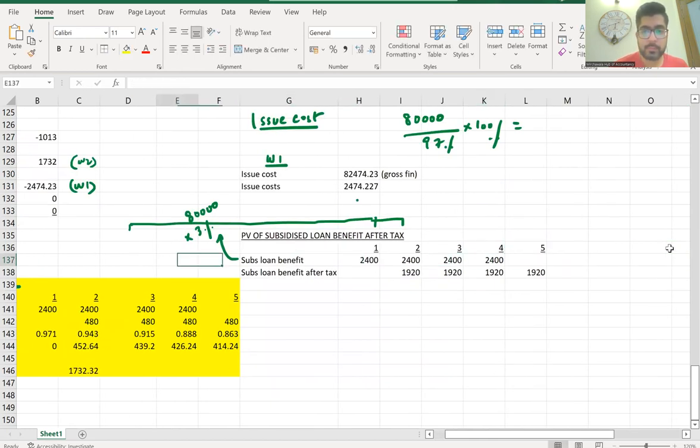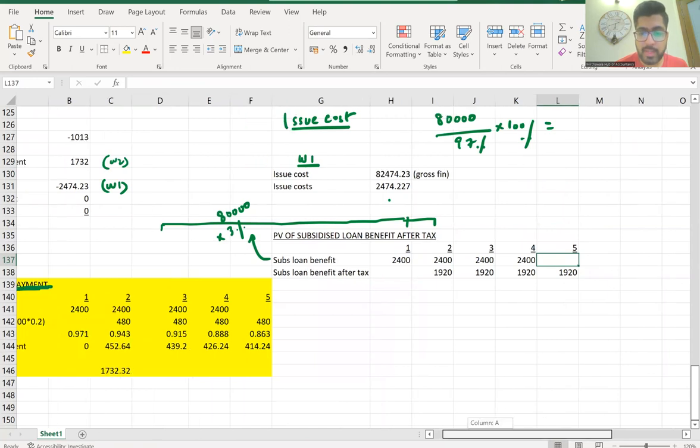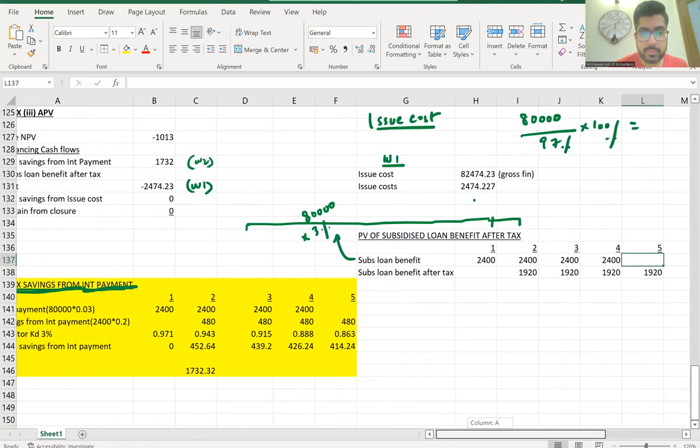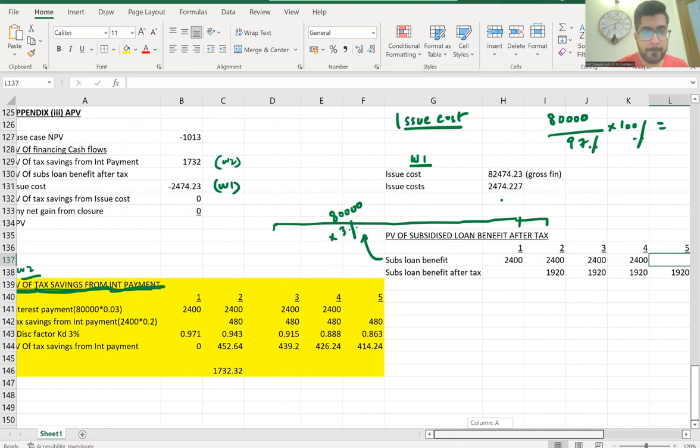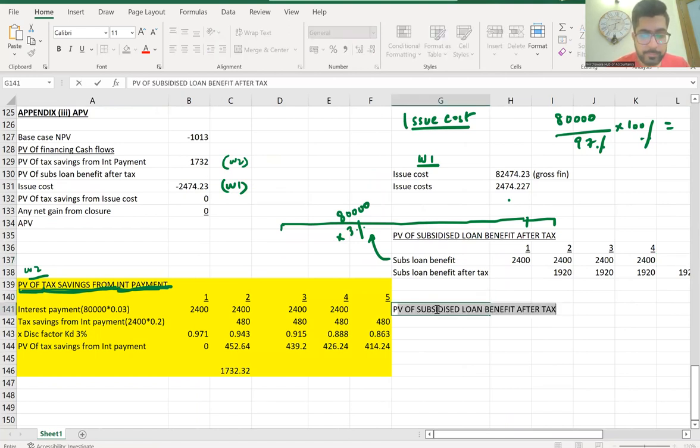Okay. Because one was a subsidized loan benefit and the other was subsidized loan benefit after tax. Okay, you just made it after tax. It was not a tax benefit that you should multiply by the tax rate. It was after tax, so remove the tax impact. And then finally, you need the present value of subsidized loan benefit after tax.